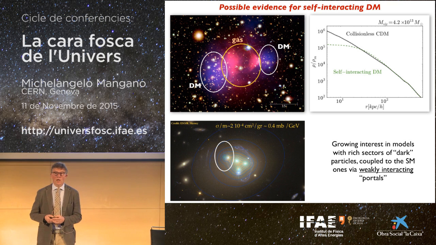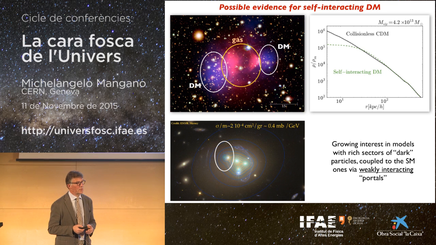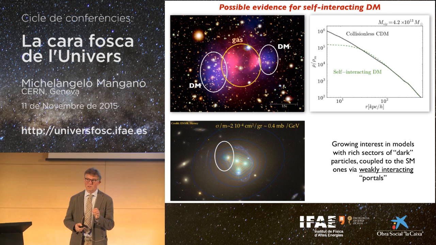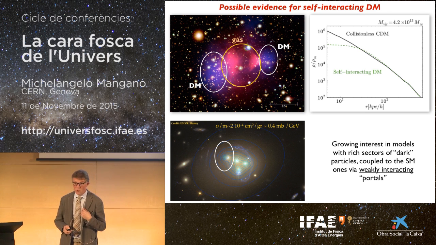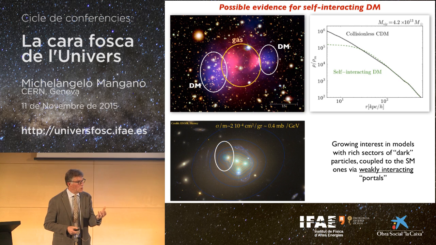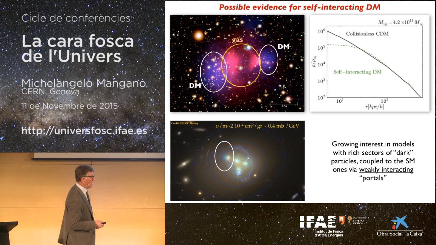And there is a new ingredient that's coming into the game from very recent measurements, which is the possibility that while dark matter interacts very weakly with us, so it's dark for us, it might interact relatively strongly with itself. So dark matter could actually be a world of its own that we don't interact with except for gravity and some very, very weak interactions.